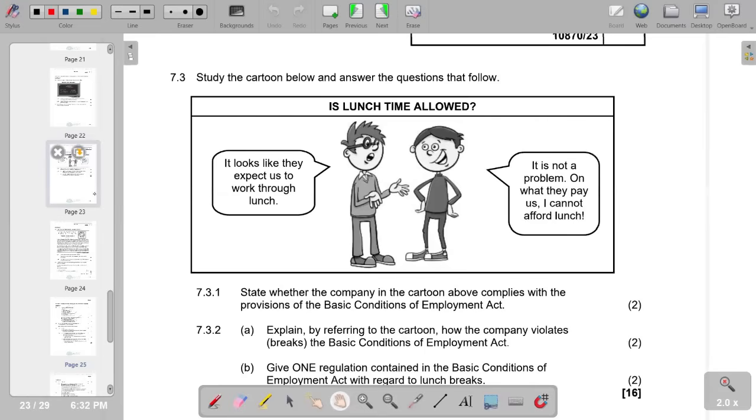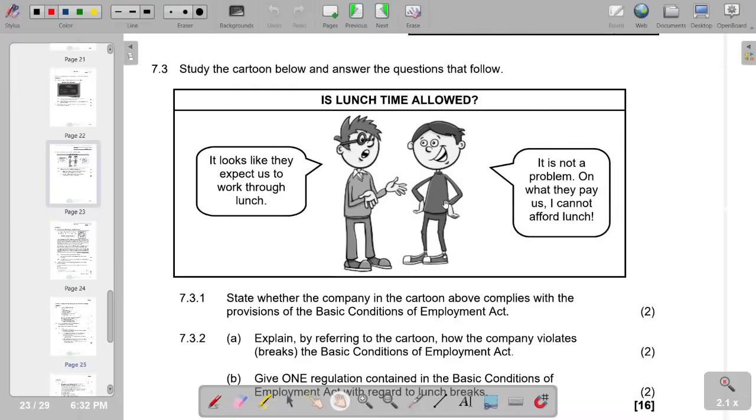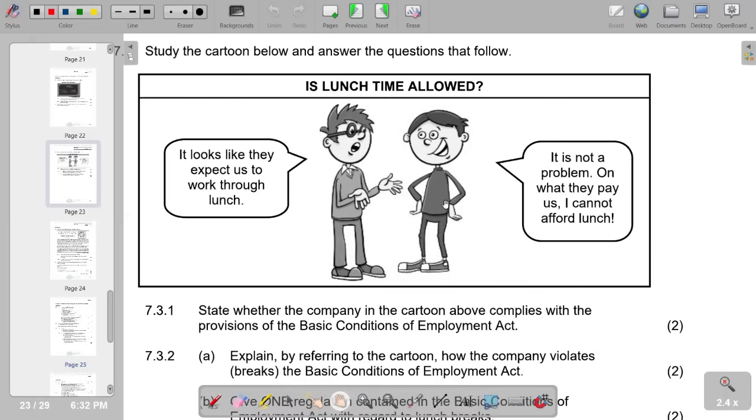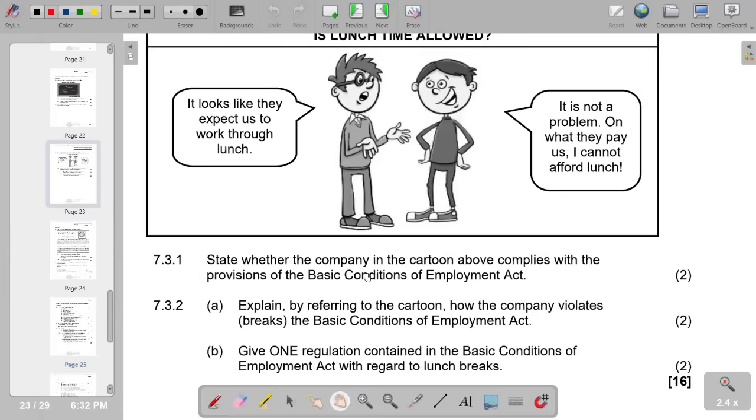So we go to 7.3, study the cartoon below and answer the question that follows. We're given a cartoon. One of them is saying it looks like they expect us to work through lunch, and then the other one is saying it is not a problem, on what they pay us I cannot afford lunch. So this is what we have in terms of the cartoon. Then the question reads, state whether the company in the cartoon above complies with the provisions of the Basic Conditions of Employment Act. So you're going to see that no, it doesn't comply.